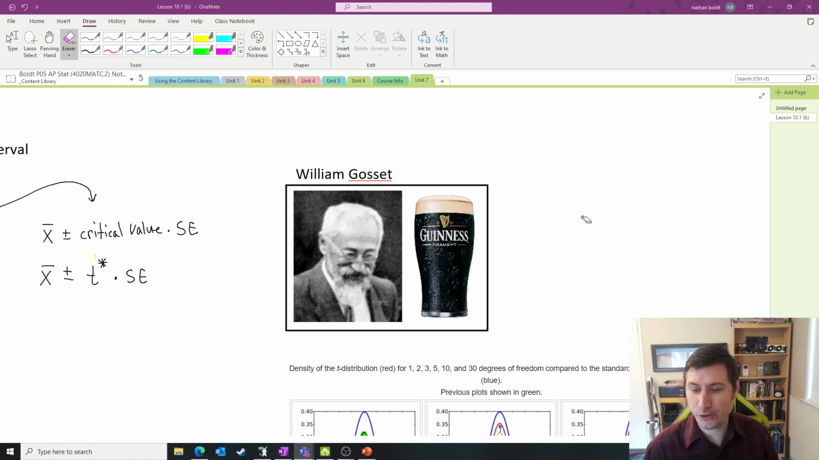Well, Guinness paid him to go get a stats degree. Either they paid for it or they let him go do it. He studies stats, gets a graduate degree, everything. And he figures out that Z star doesn't quite work.